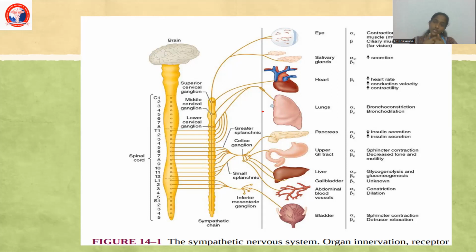So when do we use salbutamol? In any acute exacerbation, asthma, COPD, bronchospasm. So all those conditions we use a bronchodilator. So bronchodilator is a beta 2 action.